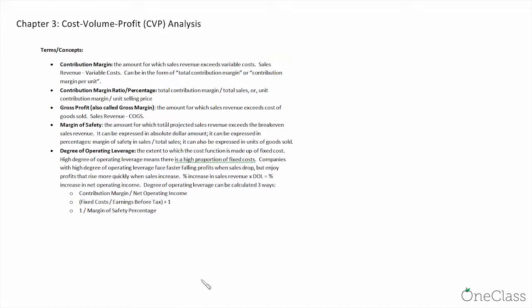Degree of operating leverage: the extent to which the cost function is made up of fixed cost. High degree of operating leverage means that there is a high proportion of fixed cost. Companies with high degree of operating leverage face faster falling profits when sales drop, but enjoy profits that rise more quickly when sales increase. So it's kind of like a leverage. Percentage increase in sales times degree of operating leverage equals percentage increase in net operating income. The degree of operating leverage can be calculated in 3 ways: contribution margin divided by net operating income; fixed costs divided by earnings before tax, altogether plus 1; or 1 over margin of safety percentage.